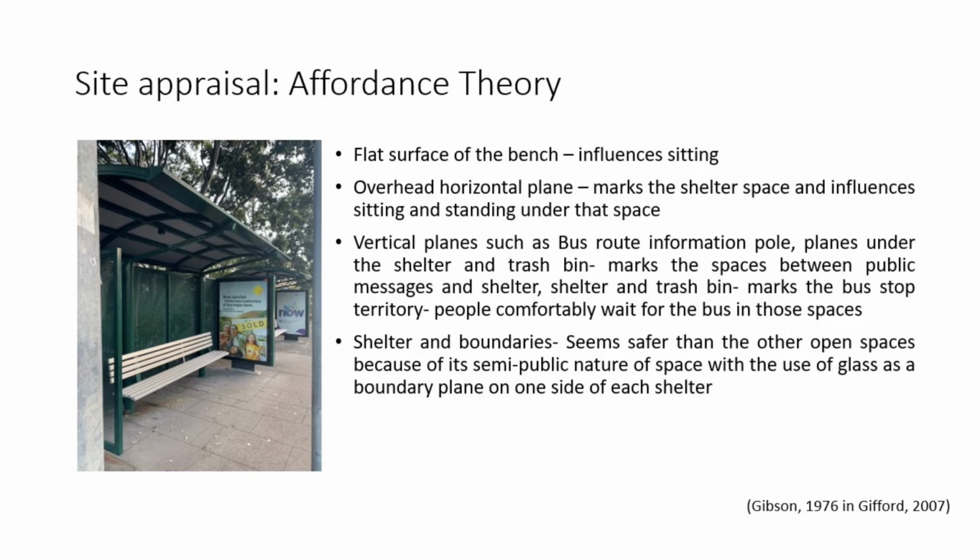Firstly, the horizontal overhead plane marks the shelter space, and the flat surface of the bench influences sitting and standing under that space. The vertical elements, such as the bus route information board, mark the space between public messages and shelter, and planes under the shelter and trash bin create the bus stop territory, and people comfortably wait for the bus in those spaces. The shelter and boundaries make people safer than in other open public spaces because of its semi-public nature, with the use of glass as a boundary plane on one side of each.